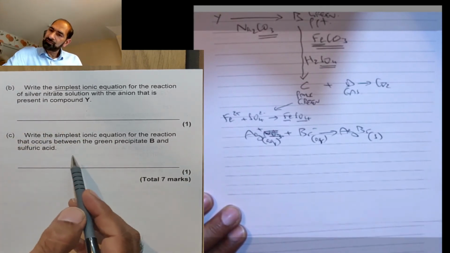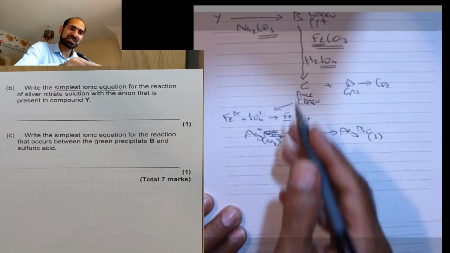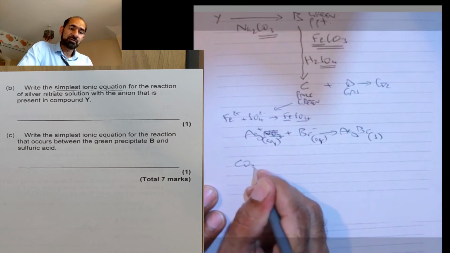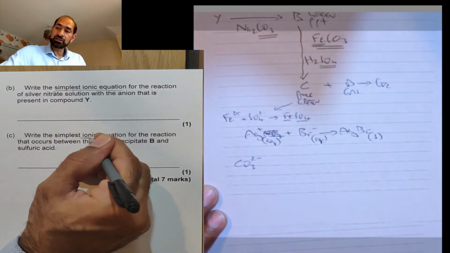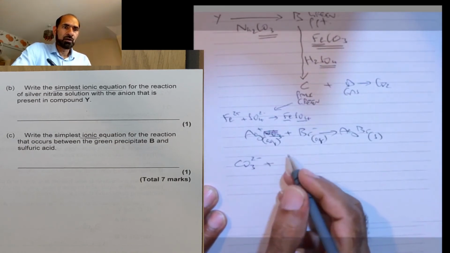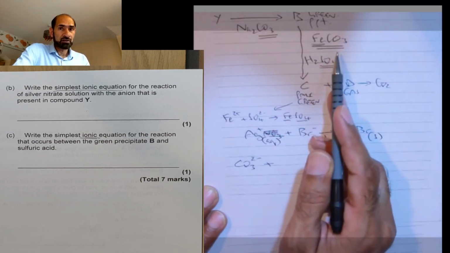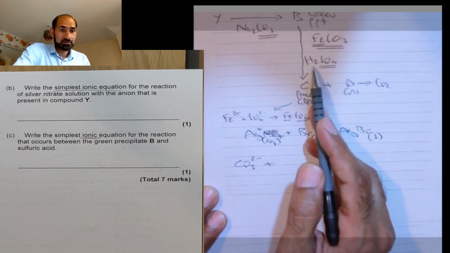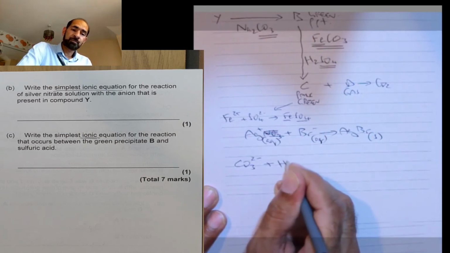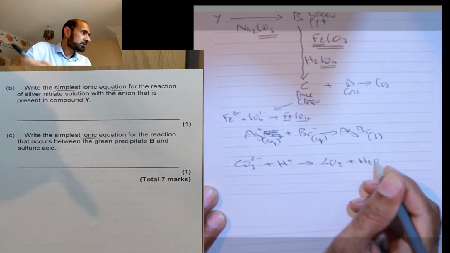Solid. Write the simplest ionic equation for the reaction that occurs between the green precipitate B and sulfuric acid. The green precipitate B, now I know it's iron carbonate. So obviously it will be the carbonate part that's reacting. Simplest ionic equation, it says. So carbonate plus the sulfuric acid. Now you've got to think, what part of the sulfuric acid is actually reacting with carbonate? You should know. Whenever acid reacts with a carbonate, it's the H+, the one that dissociates from the acid. So it's the H+ that reacts with carbonate, and that gives you carbon dioxide plus water.